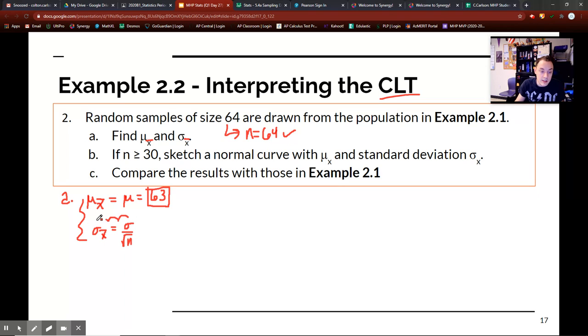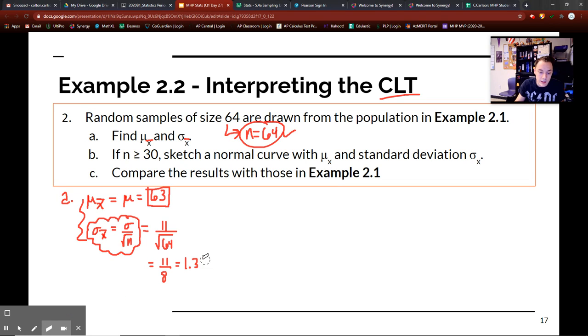So this is my formula, just rewriting it. What's my standard deviation of the population? It's 11. And then what is my new n value? It is 64. So this equals 11 all over 8, which equals roughly, when you plug into the calculator, 1.375. Perfect. Now we want to sketch a graph.